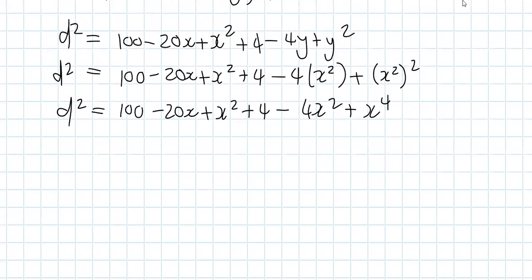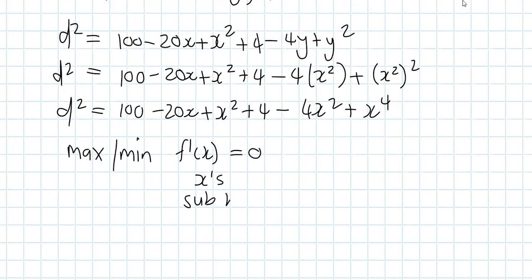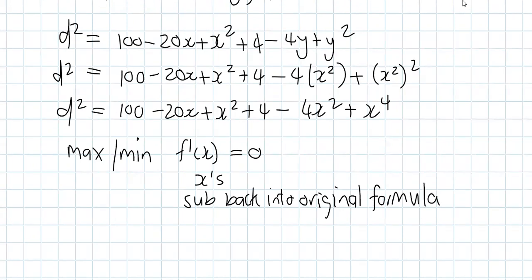From here, we are looking for a minimum value. For any maximum or minimum, we want the first derivative equal to 0, and then we find our x's. After you find your x's, you sub back into the original formula, and in this case it's the formula for distance that we have, in order to get your y's.